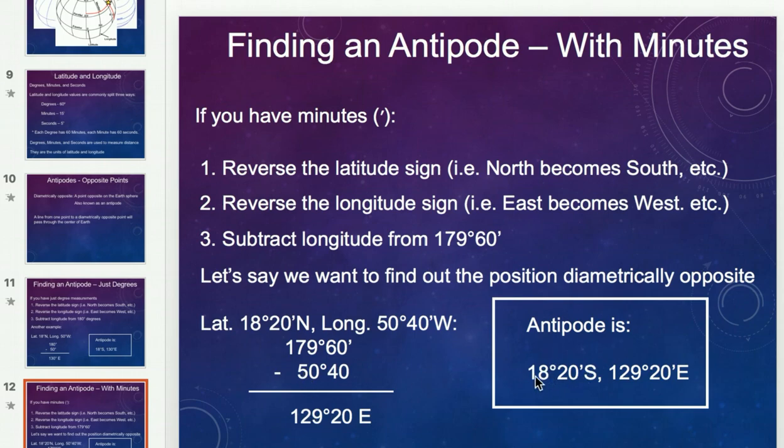So you will write your antipode for your 18 degrees, 20 minutes north, and 50 degrees, 40 minutes west. It's going to be 18 degrees, 20 minutes south, and 129 degrees and 20 minutes east.